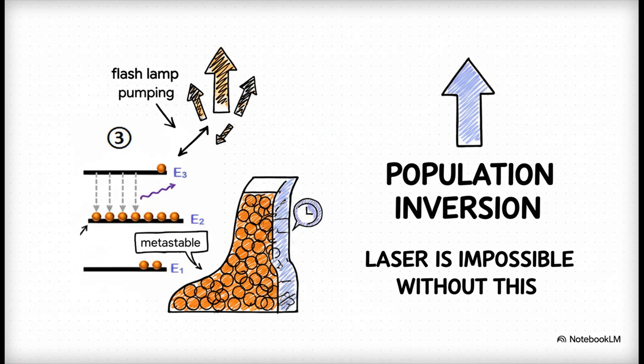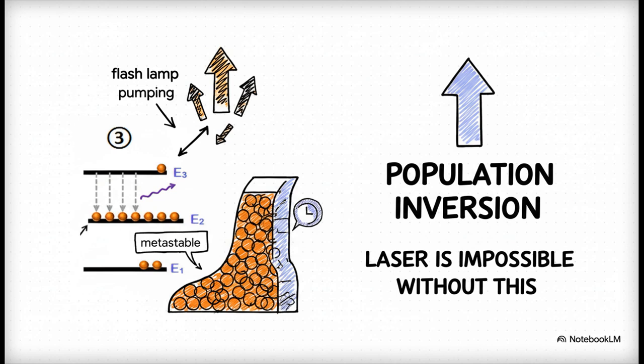But they can't stay there. Within about 10 nanoseconds, those electrons drop down to an intermediate state, E2. But here is where the absolute magic happens. E2 is a metastable state. That means the electrons get stuck there. Instead of dropping immediately back down to the ground state, they just hang out in E2 for about 3 milliseconds, which, let's be real, in quantum terms, is an absolute eternity.